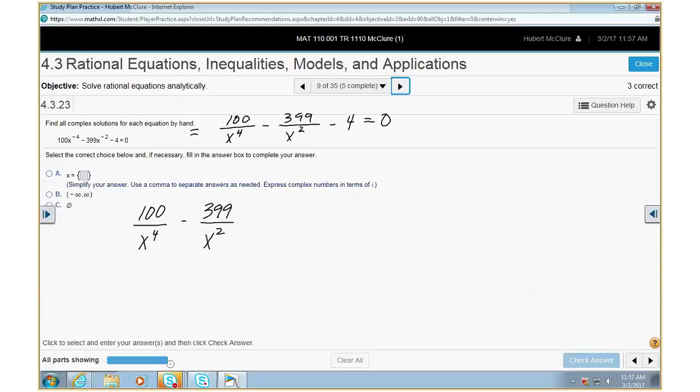Minus 399 over x squared. You could bring the 4 over if you want to, but that's up to you. Minus 4 is equal to 0. Common denominator is x to the what? X to the 4th over 1.